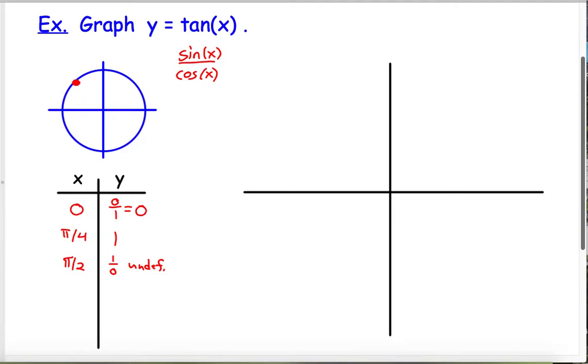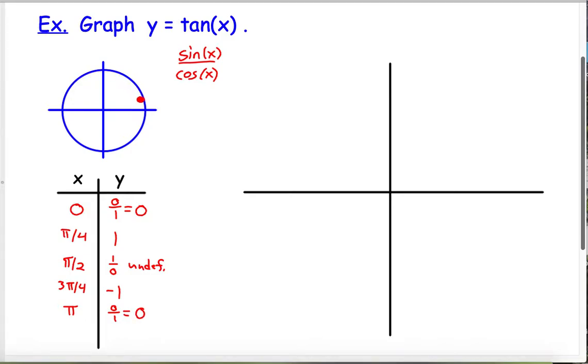But let's keep moving through at 3 pi over 4. The sine and cosine are both root 2 over 2, except the cosine's negative. So when I divide those, I'm going to get a negative 1 this time. And at pi, the sine is 0 and the cosine is 1, so we get 0 again.